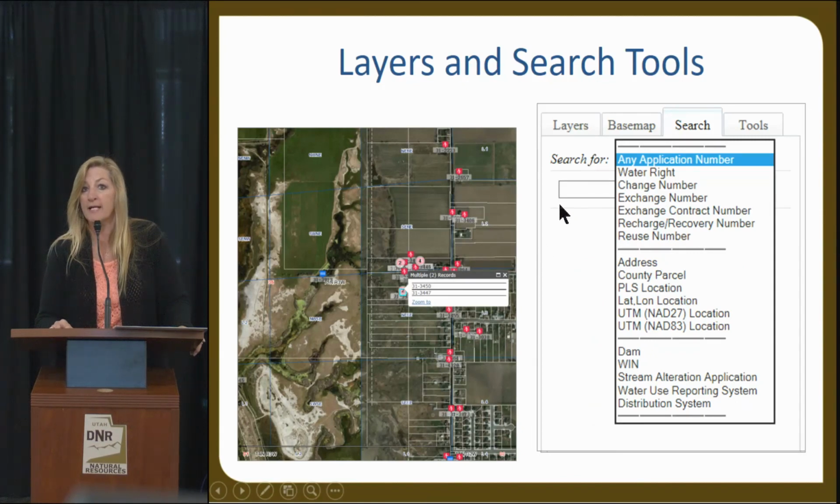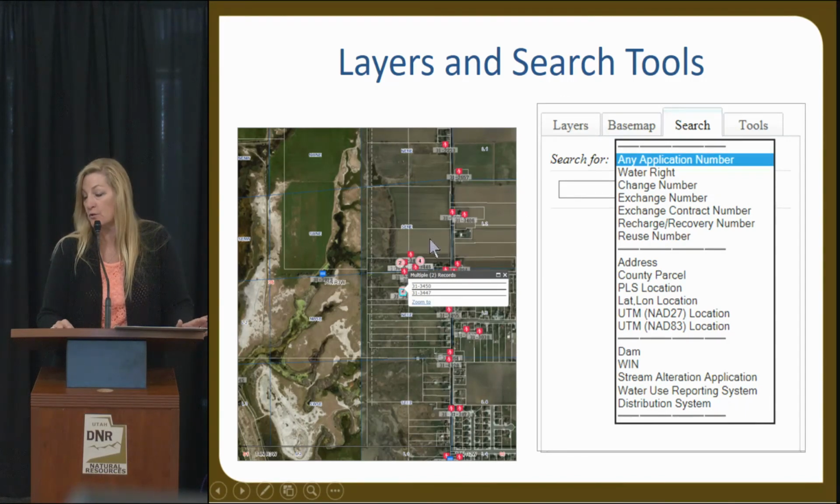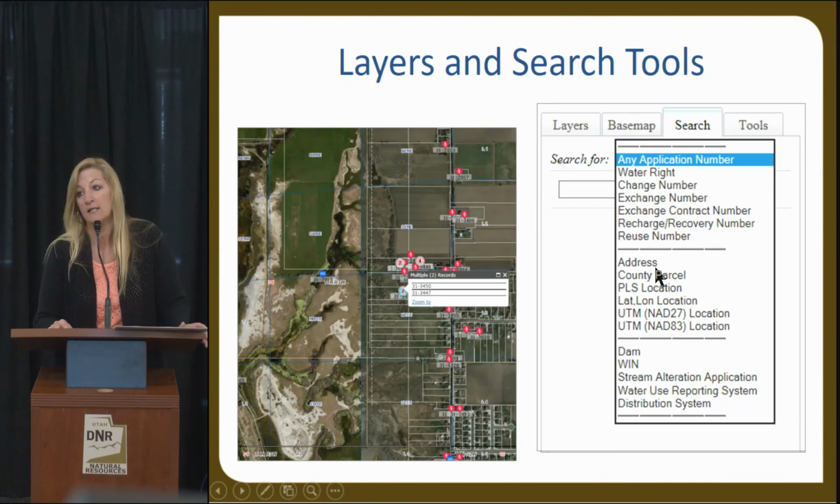If you know the water right number, you can type that in, or the change application number, and that will bring up the point of diversion and place of use and zoom you to that location. You can search by address. On the address search, it does need to be a valid address, and you do need to list the city. You do not need to list the zip code.